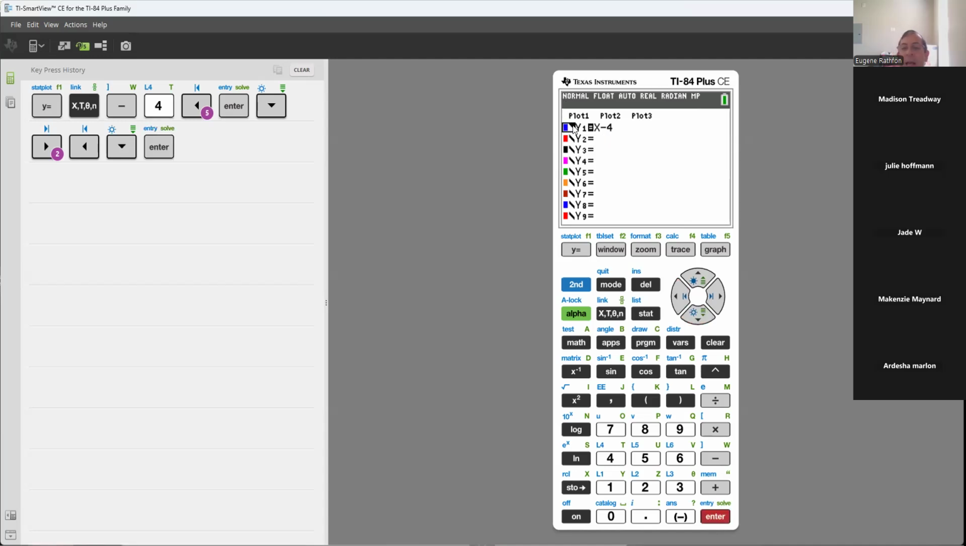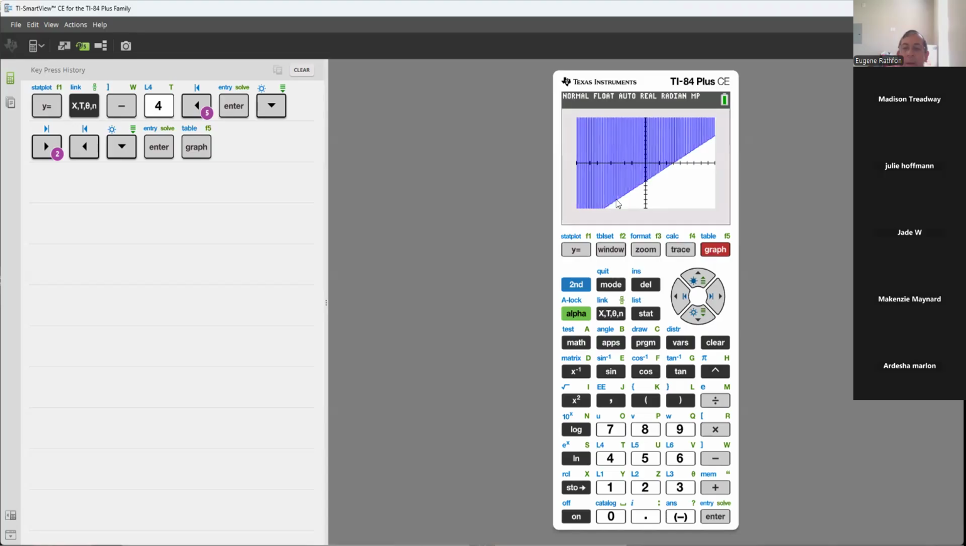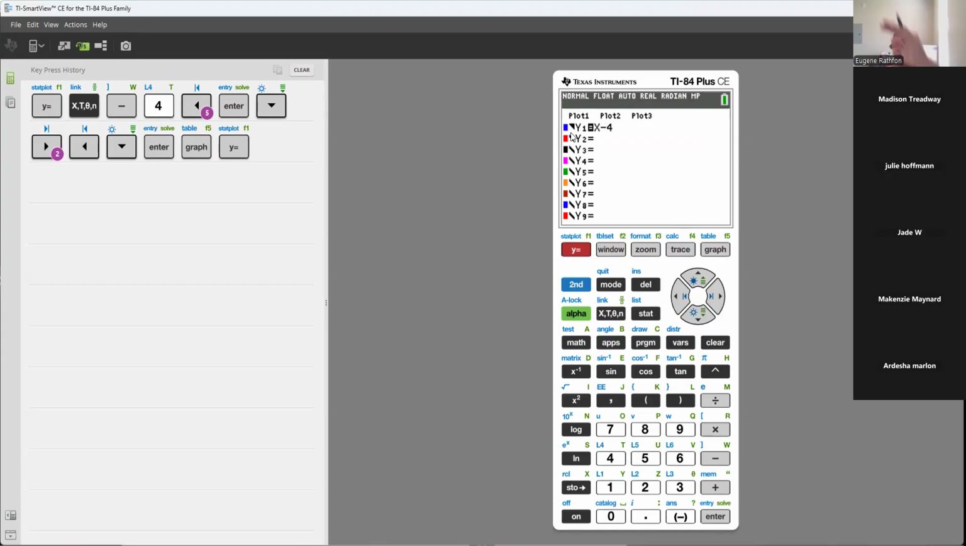So now that I've got it shading greater than, watch what happens when I hit graph. It's showing me what my graph is going to look like when I'm done, okay? Now, if that would have been less than, it would have shaded below the line, okay? So these can be done on the calculator also. So now we know what our line is going to look like when we're done. So let's go to MathLab.